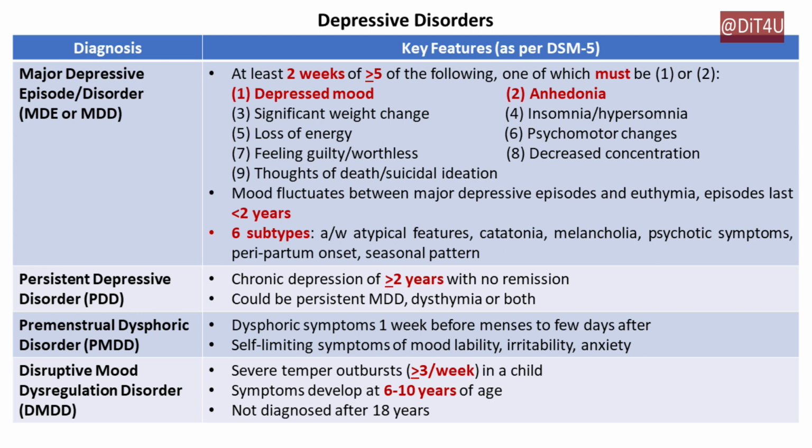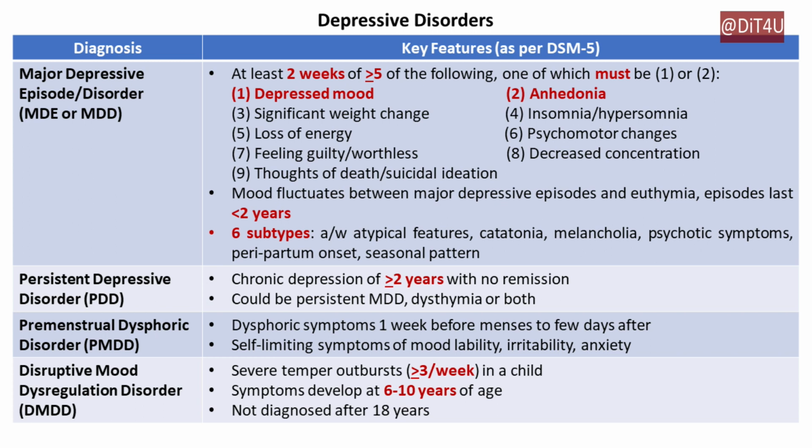5 or more of the following symptoms, out of which one or two should be present. That is, depressed mood should be present, or anhedonia, loss of interest in previously enjoyed activities, should be present. Then other features such as significant weight change, insomnia or hypersomnia, sleep loss or excessive sleep, loss of energy, anergia, psychomotor changes such as psychomotor retardation, feeling guilty or worthless, thoughts of death or suicidal ideation, decreased concentration.